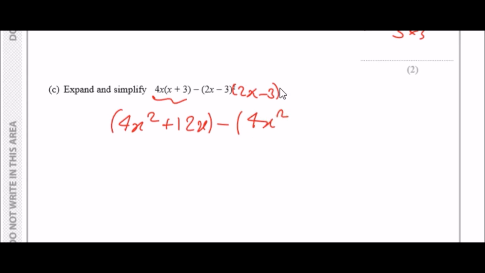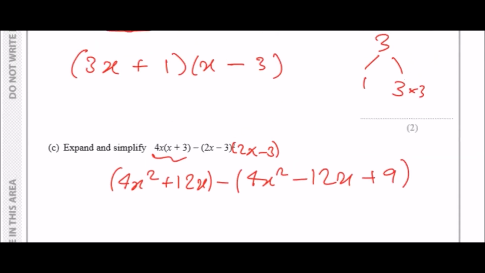Let's move on to part C. Expand and simplify. So once again, not too bad. So multiplying all this by 4x, you get 4x squared plus 12x. Now I always do a bracket to separate them. For the second one, this is just a double bracket, so it's 2x minus 3 times 2x minus 3. Expanding it, 2x times 2x is 4x squared. 2x times minus 3 is minus 6x. You get another minus 6x, so minus 12x. And minus 3 times minus 3 is a positive 9.